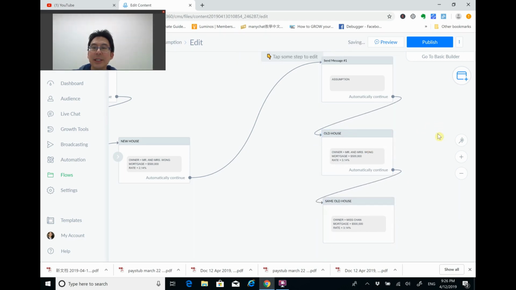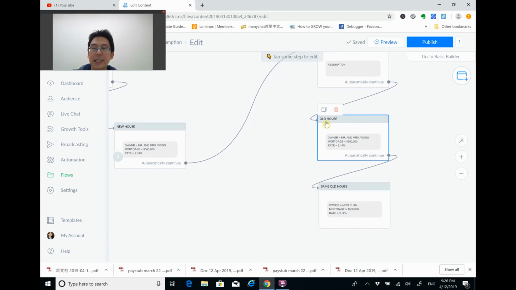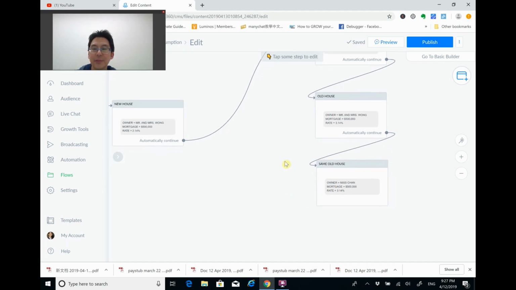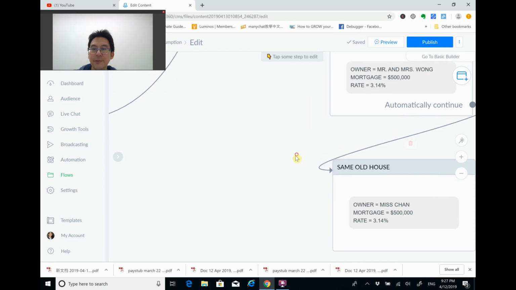So an assumption is, say that this is an old house, owner is Mr. and Mrs. Wong, mortgage is $500,000, rate is 3.14. Now this one, if you look at the graph, it's different. It's the same house, same old house. The mortgage is still $500,000, the rate is still 3.14, but what is different? The owner. Do you see the owner is different?